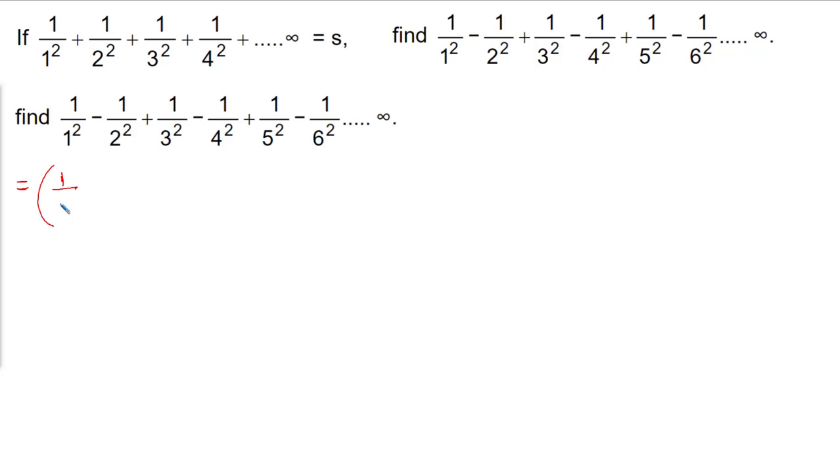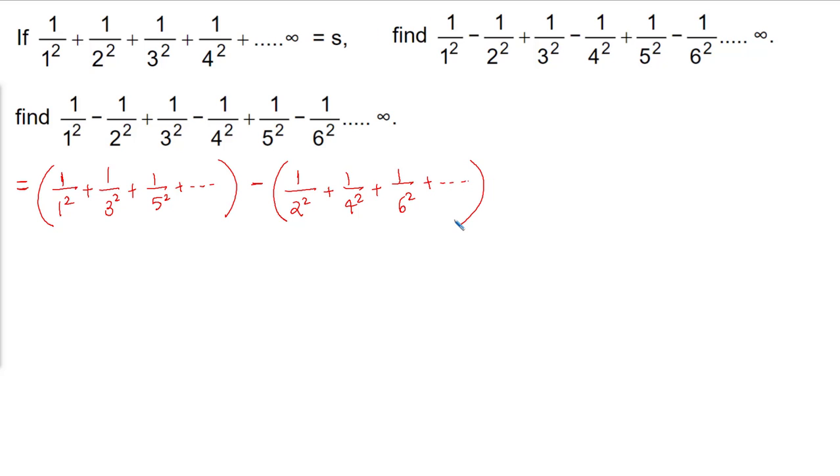So 1 divided by 1 square plus 1 divided by 3 square plus 1 divided by 5 square and so on. Now from all the negative terms let's take minus sign common. If I take minus sign common from all the negative terms, what is remaining in the second bracket? 1 divided by 2 square plus 1 divided by 4 square plus 1 divided by 6 square and so on. Now look here.